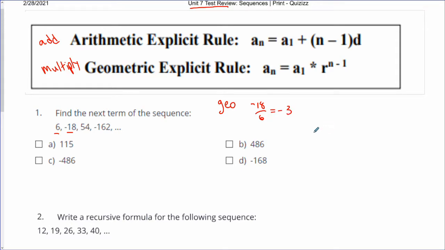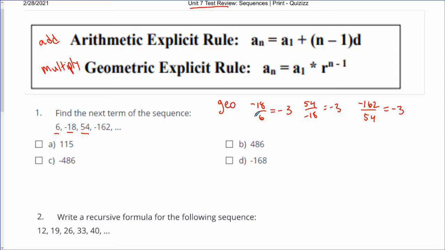That gives me negative 3. Okay, I'm going to take the third term, 54, and divide it by the second term, negative 18. By doing this check of the n plus 1th term divided by the nth term, that gives us an idea of what the common ratio could be. Getting negative 3. Let's try one more. Negative 162 divided by 54. Go ahead and punch that in your calculator. I did that and I got negative 3.